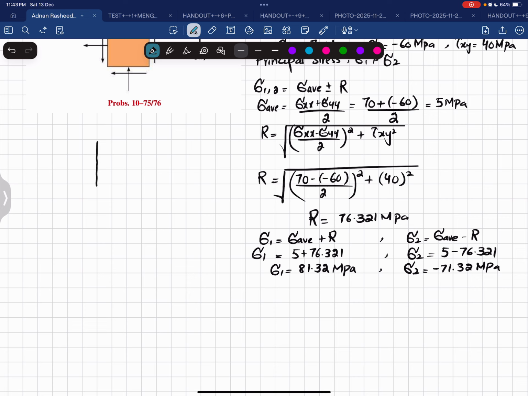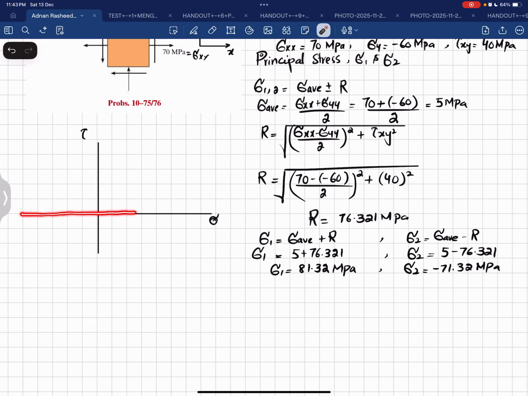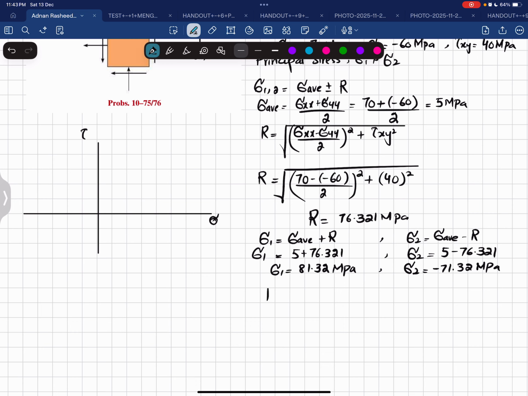Okay, now you have both sigma 1 and sigma 2. So what you are going to do is draw them on a Mohr circle, with sigma on this axis and shear stress on this axis. On this x-axis there is no shear stress, and this is known as the principal plane, and principal stresses always act on the principal plane. So sigma 1 is positive and sigma 2 is negative. So I will write that sigma 1 and sigma 2 have opposite signs.